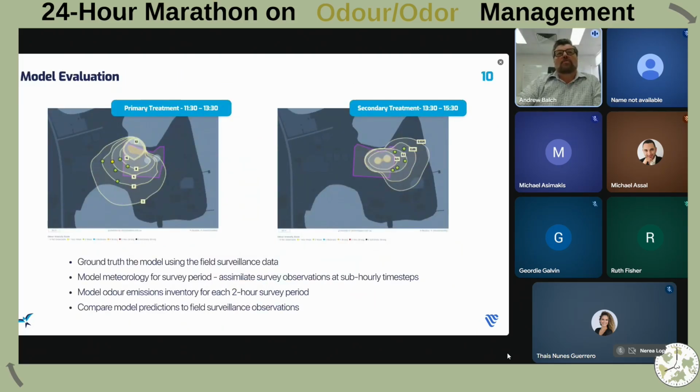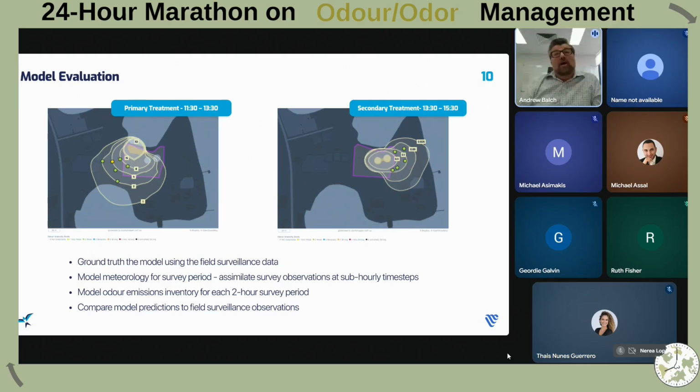So we moved on to a model validation. This is our next critical step, to ground truth the dispersion model using our field odour surveillance data. We modelled meteorology for the survey period, assimilating survey observations at sub-hourly time steps to capture local atmospheric conditions.